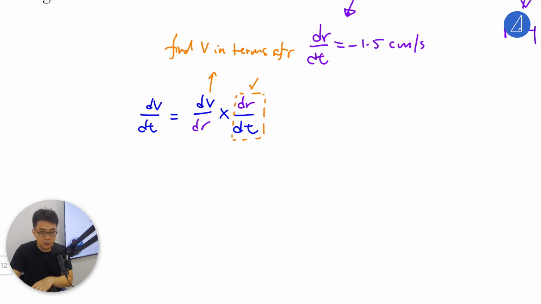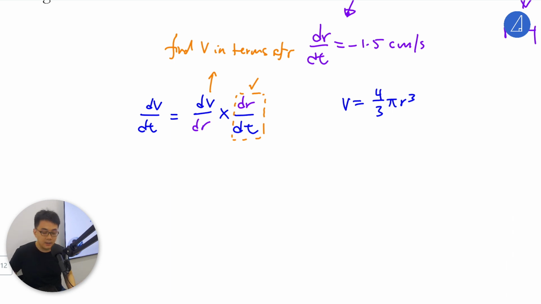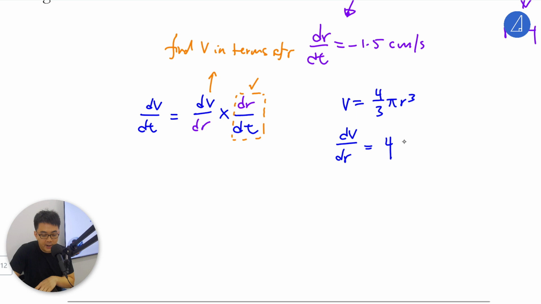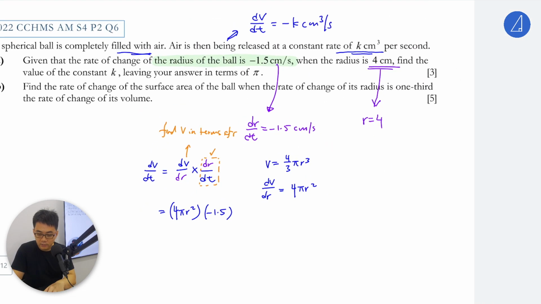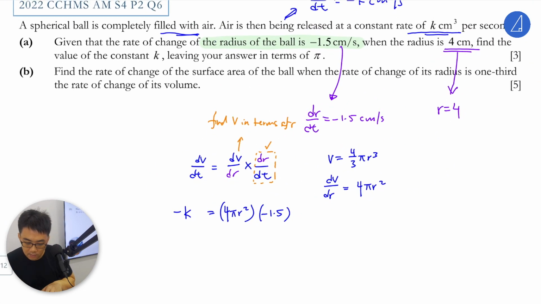So in this case, V in terms of r. Volume in terms of the radius is 4/3 pi r cube. Then dV/dr, it's easy game from here. dV/dr is 4 pi r square. This would be 4 pi r square times minus 1.5. Then dV/dt is negative k.